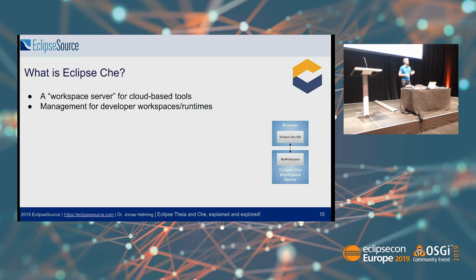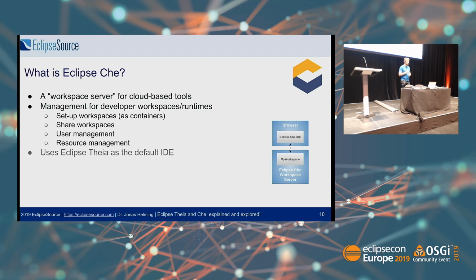That means users can log in, they can create workspaces, they can share them with colleagues, you can assign resources to developers. You have control on how many resources developers use and so on. And those workspaces are managed as containers. Che actually does that by using Kubernetes. You can share them, yes, I mentioned all that. And the connection is very simple.